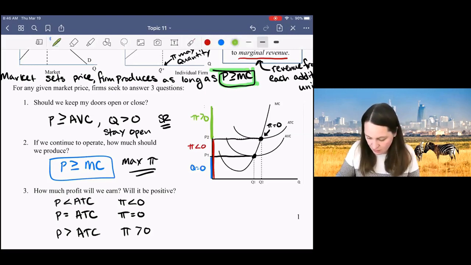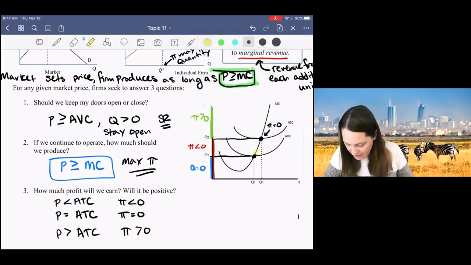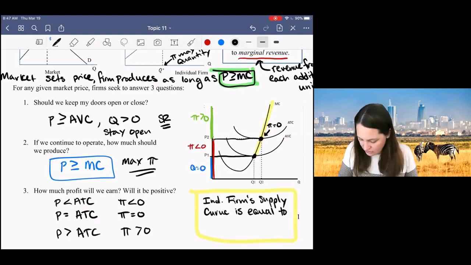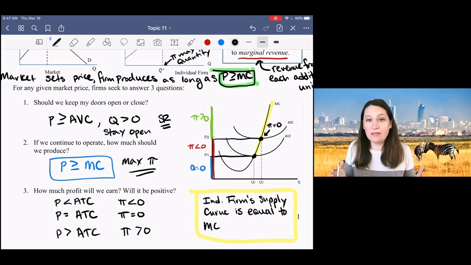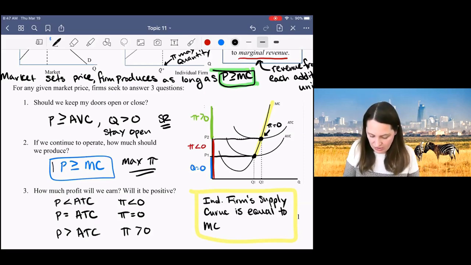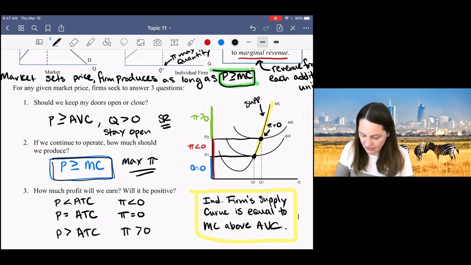The last thing I want to point out is that we can now label on our graph that the individual firm's supply curve is equal to the marginal cost curve. Supply is the relationship between the price and the quantity supplied. That's given by our marginal cost curve, but only above our average variable cost curve. This is where supply comes from.